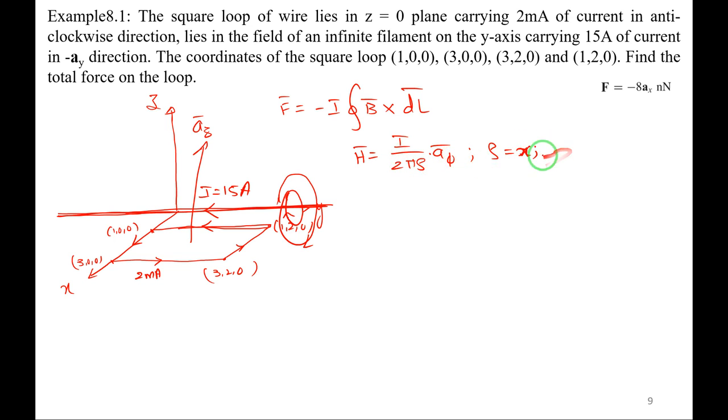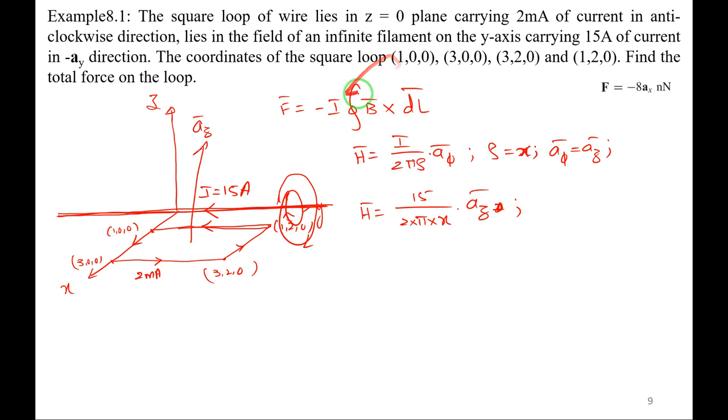What is A phi? Already I told you the direction of the magnetic field lines will be towards the z direction. I have drawn and indicated it here. So A phi is nothing but plus Az. Any doubts you can ask. So H vector is equal to I, substitute 15 by 2 into pi into rho, which is x here, into A phi, which is Az. Let me keep it in this way only, later on we'll see.